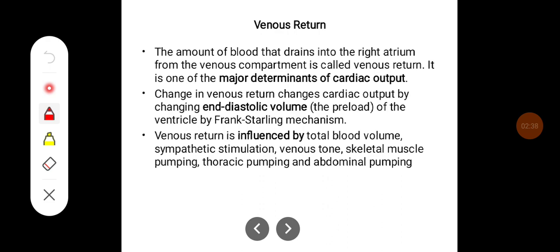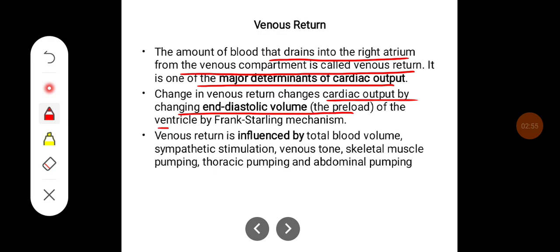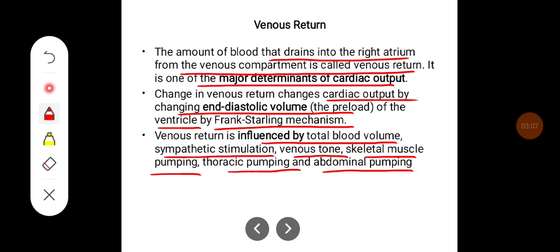Venous return. The amount of blood that drains into the right atrium from the venous compartment is called as venous return. It is one of the major determinants of cardiac output. Change in the venous return changes cardiac output by changing the end diastolic volume, that is preload, of the ventricle by Frank-Starling's mechanism. Venous return is influenced by total blood volume, sympathetic stimulation, venous tone, skeletal muscle pumping, thoracic pumping, and abdominal pumping.